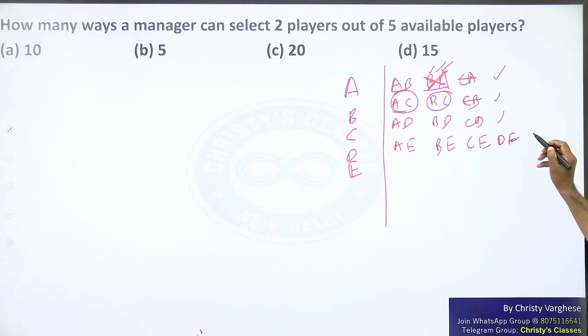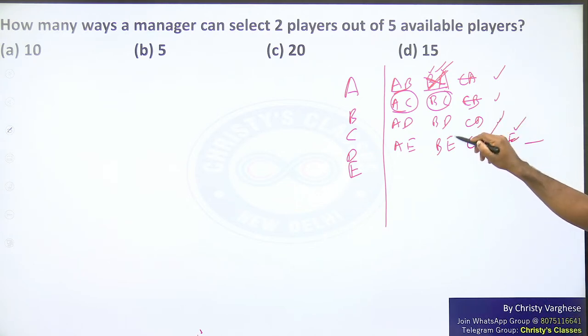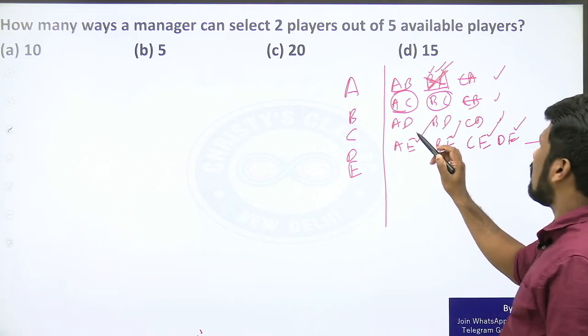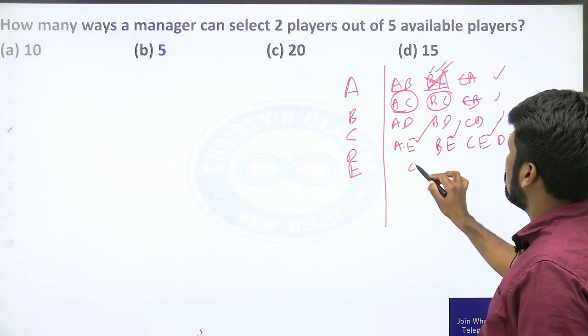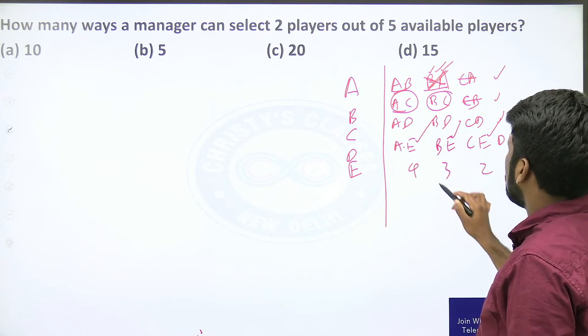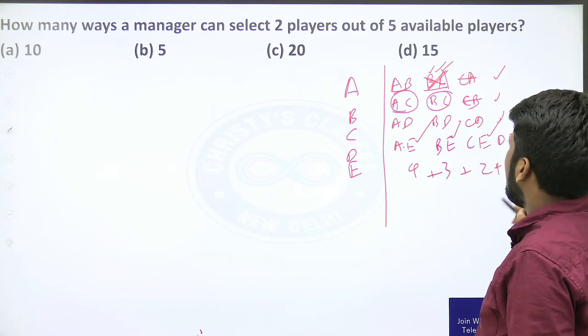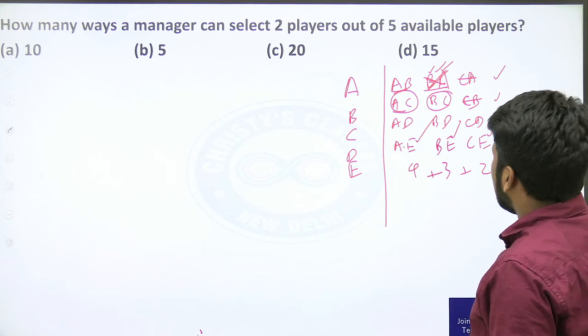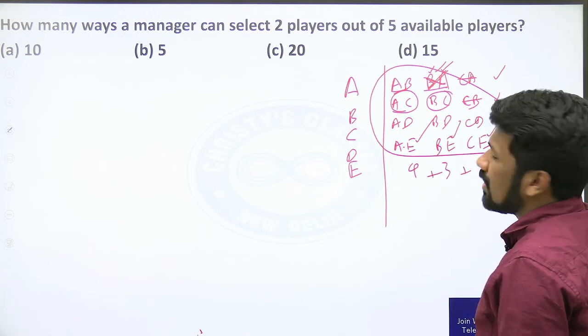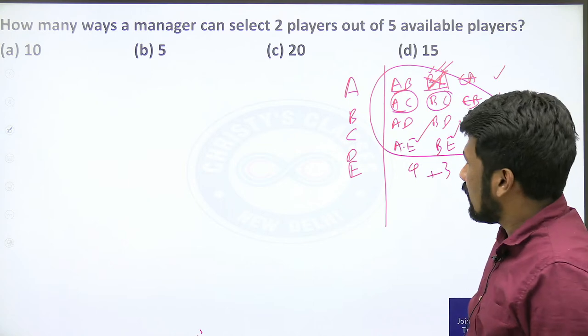And finally, with E, you cannot make any other group because all the groups with E are already counted. That means the total number, if you count this also, 4 plus 3 plus 2 plus 1 is going to be 10. And this is what we call the combination formula also.